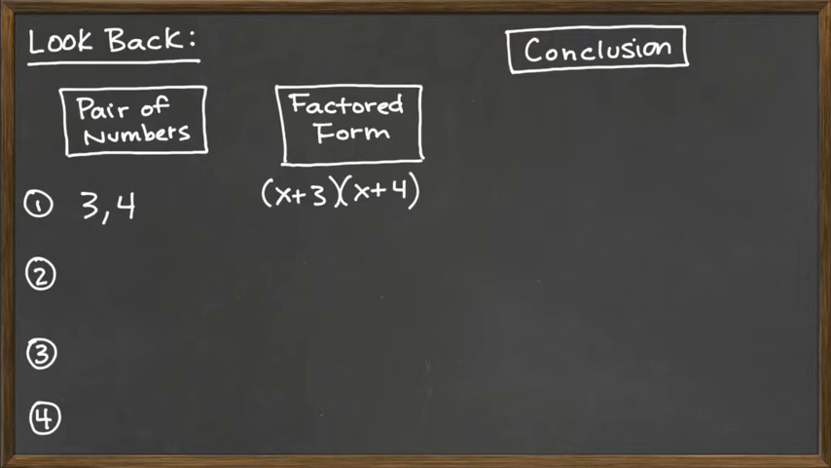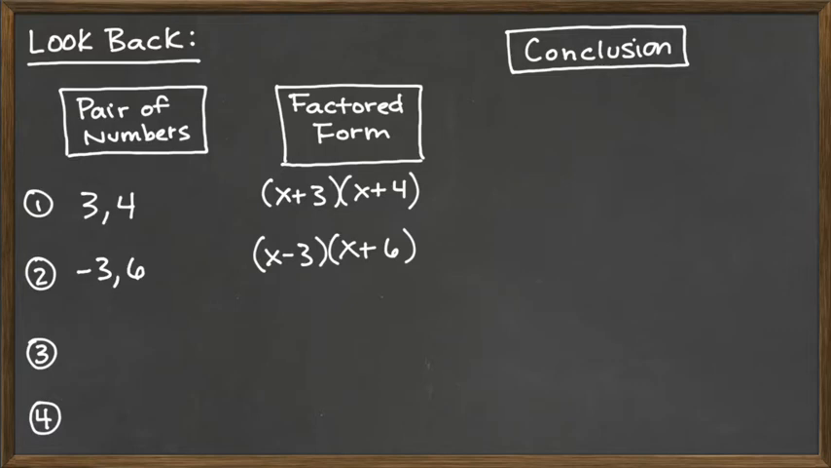For our second example, we had the pair of numbers -3 and +6, and that led to the factored form x minus 3 and x plus 6 as the two factors. So now we are beginning to see this pattern even more strongly. If the sign happens to be negative with the number, the subtraction comes into play in that corresponding factor of the factored form. So let's continue to make sure this makes sense.